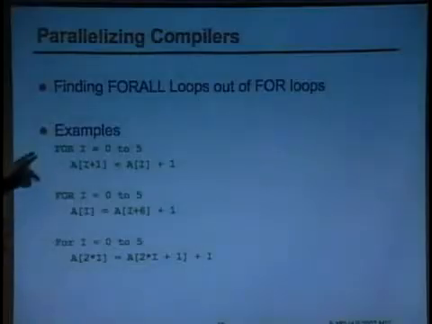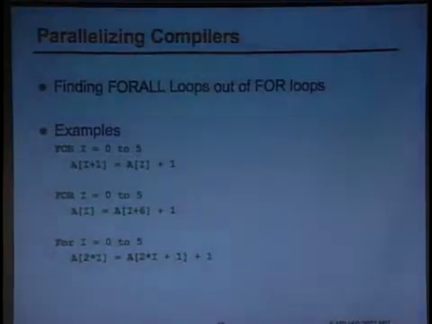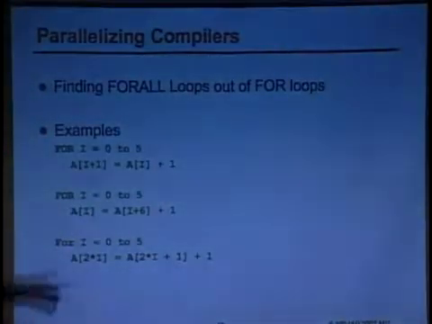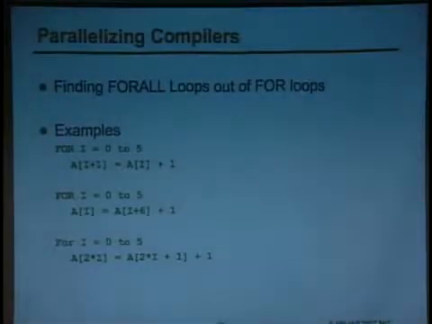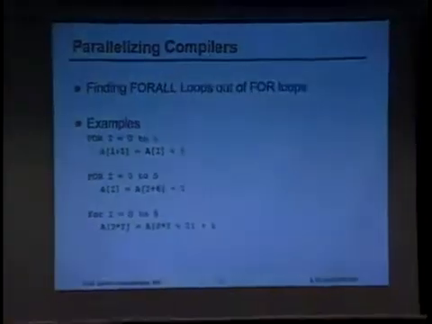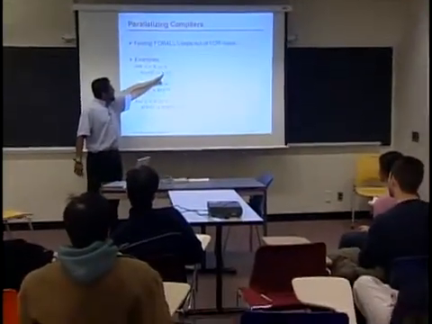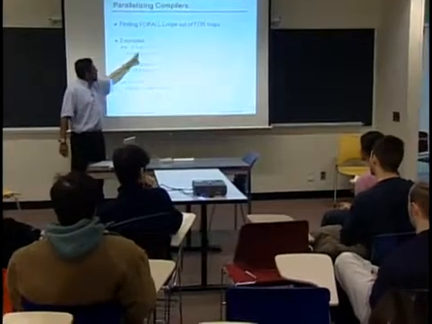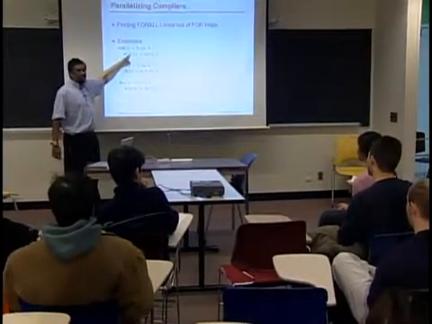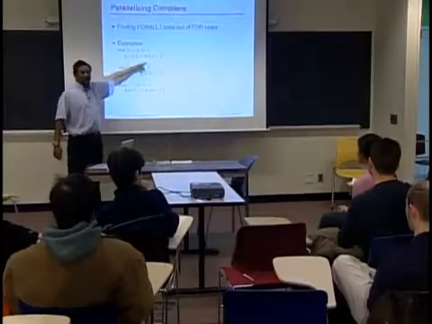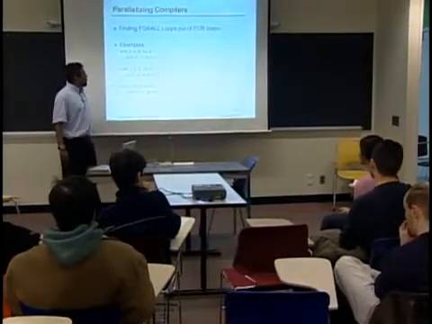But if you look at these for loops, how many of these loops are parallel? Is the first loop parallel? Why? Why not? There's a loop carried dependence because iteration 1 is using what you wrote in iteration 0. So iteration 1 has to wait till iteration 0 is done, and so on and so forth. How about this one?